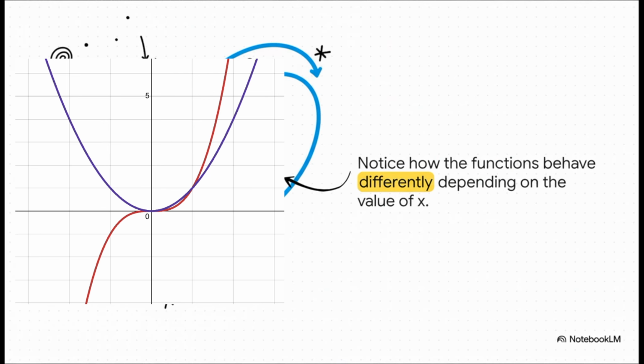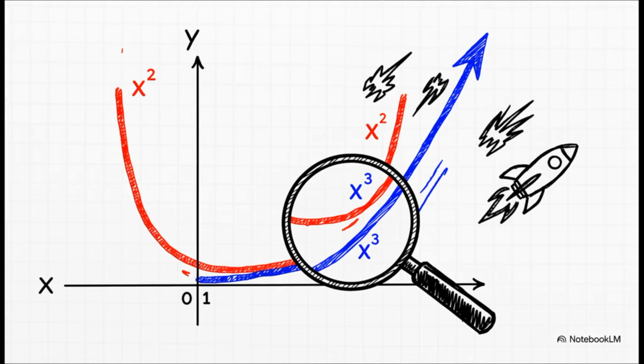Okay, but this is where it gets really cool, when we lay them right on top of each other. You can see they cross at the origin and then again at that point 1, 1. But in between those points and everywhere after, their behavior is completely different. Let's call this the crossover story.